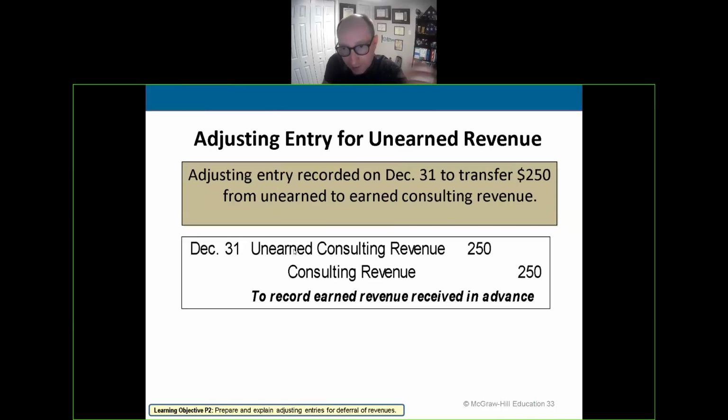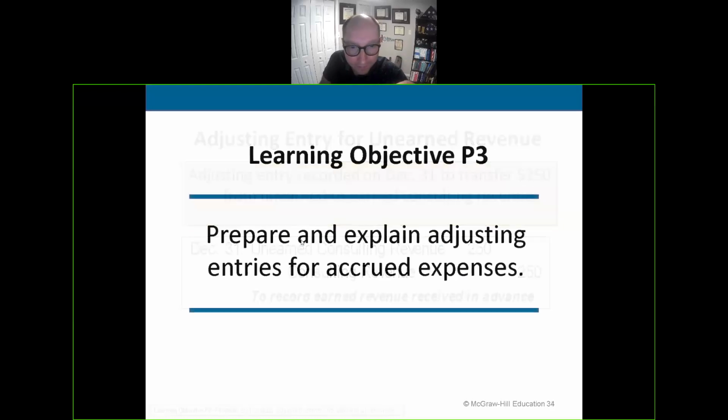And this is what the adjusting entry looks like when we're earning the revenue. We debit unearned revenue to reduce the liability. We credit earned revenue, or whatever the revenue account is, to recognize the increase of the equity, the revenue. The accounting equation is still balanced.